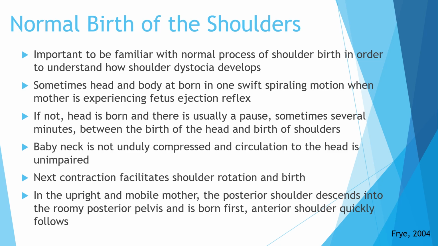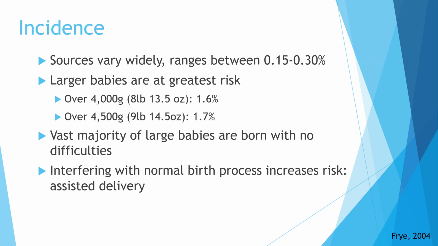In the upright and mobile mothers, this posterior shoulder descends into the roomy part of the posterior pelvis and is born first, and then the anterior shoulder is quickly followed. In the medical community where there's active management of the birth process, the anterior shoulder tends to be delivered first.